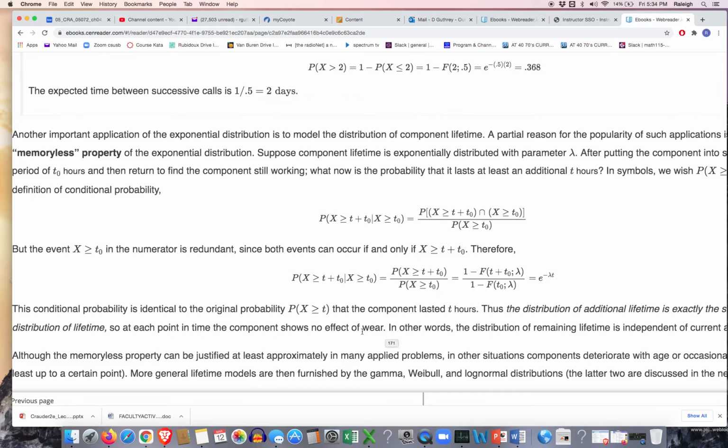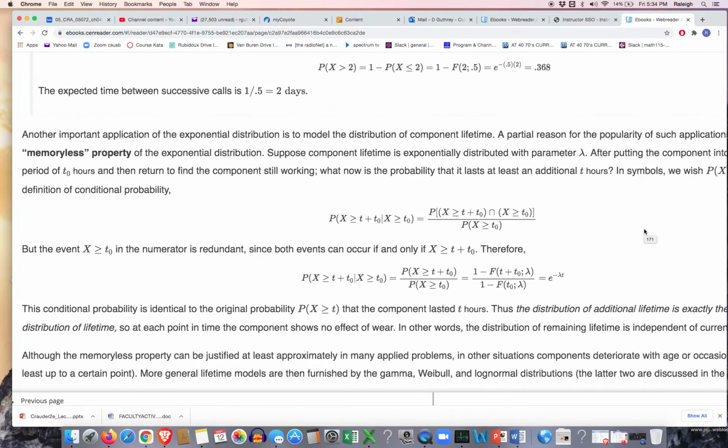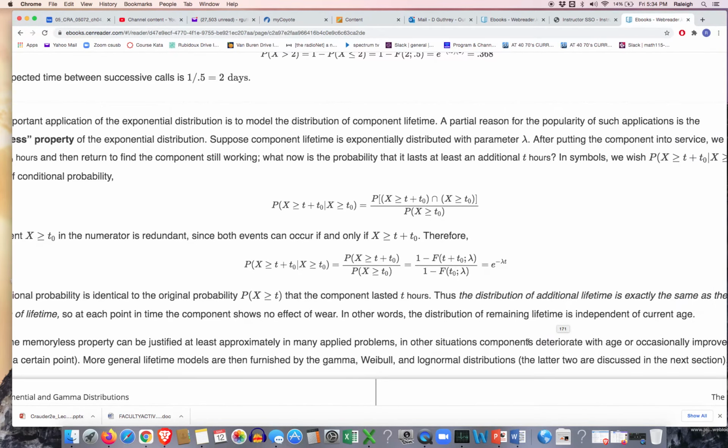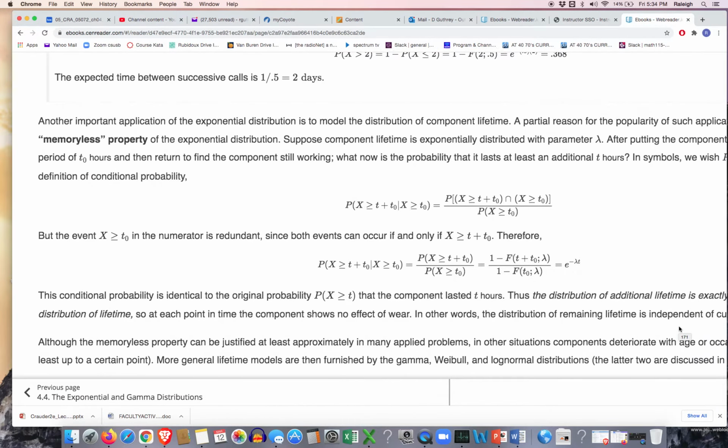It shows no effect of wear, but if there is an effect of wear, this is the wrong distribution to use. So the distribution of remaining lifetime is independent of current age, so it can be justified to be at least used approximately in many applied problems. In other situations, components actually deteriorate with age. Imagine that. Or occasionally improve with age. Wow. At least up to a certain point.